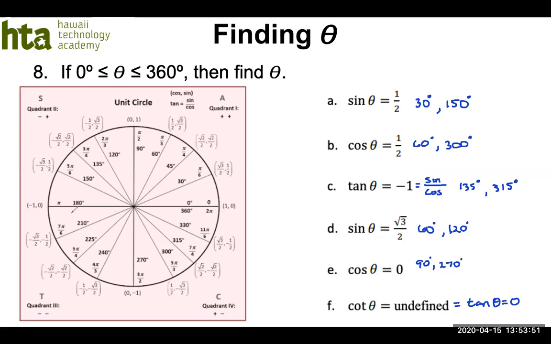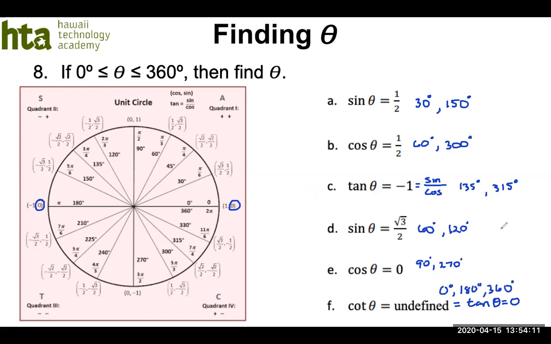So we need a y value of 0, which is the sine. So sine of 0 is at 0 degrees. It is also at 180 degrees. And don't forget, it is also at 360. Okay, 0 and 360 are the exact same thing.